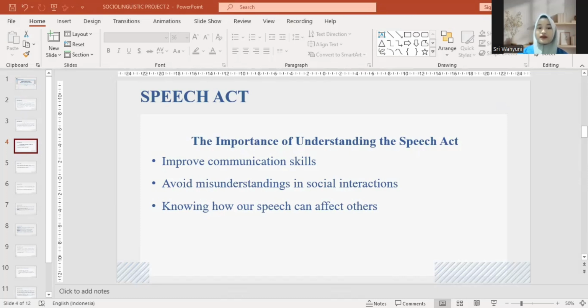And the third is knowing how our speech can affect others. Each speech has the potential to produce a social or emotional impact for the listener. For example, a statement, "I will help you tomorrow," not only conveys intention, but also creates hope or a promise. By recognizing this, we will be wiser and more careful in our speech because we know that speech can affect the feelings, decisions, or actions of others.